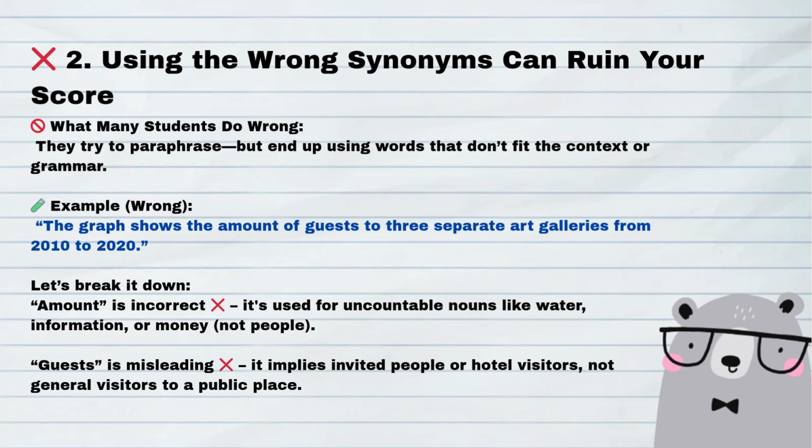Here is a wrong example I'm giving you. The paraphrase: "The graph shows the amount of guests to three separate art galleries from 2010 to 2020." So what is wrong here? "Amount" is incorrect. It is used for uncountable nouns like water, information, or money, not for people. And "guest" is also misleading because it implies invited people or hotel visitors, not general visitors to a public place. So please be careful while using synonyms, okay?